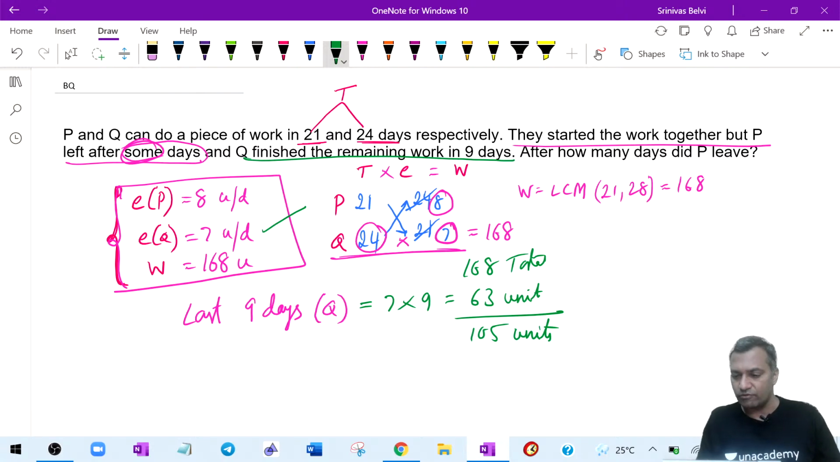Who did these 105 units? P and Q did them together for n days. What is the combined efficiency of P and Q? Combined efficiency of P and Q is 8 plus 7, 15 units.